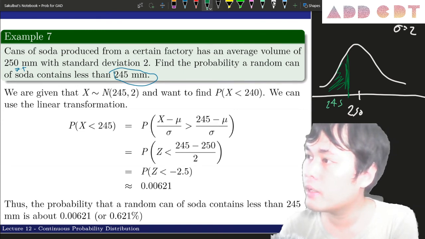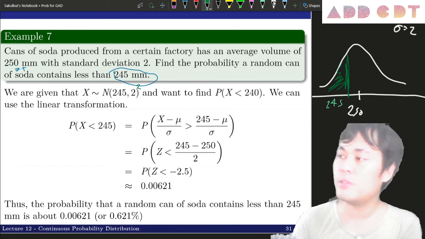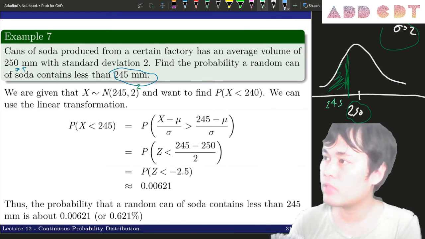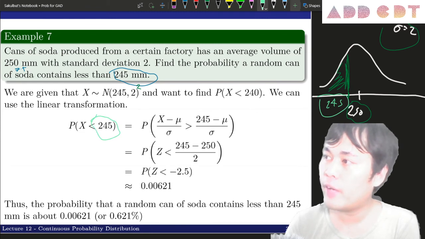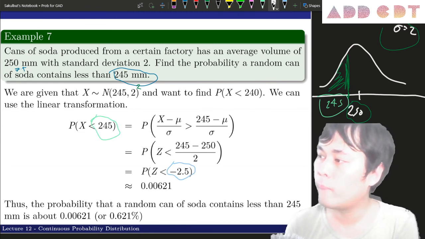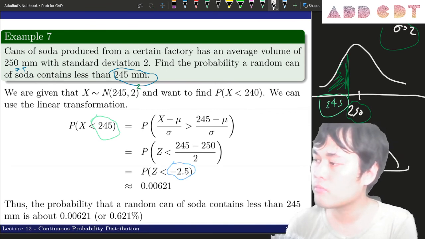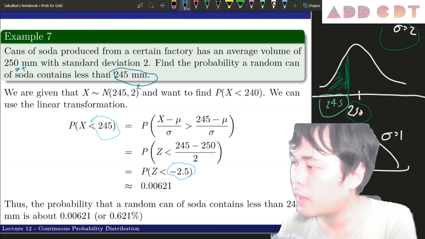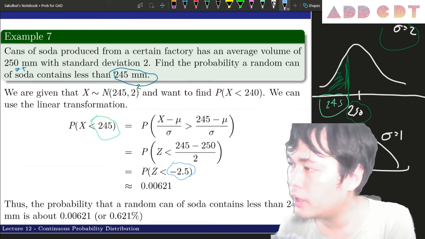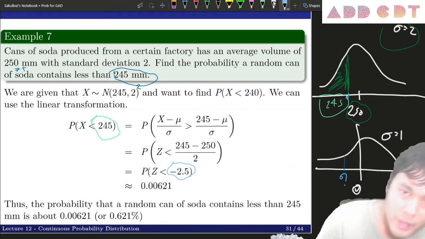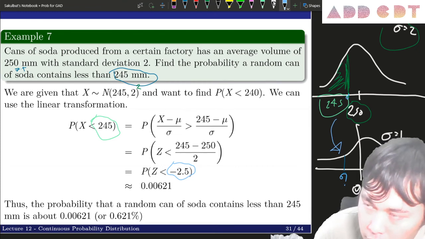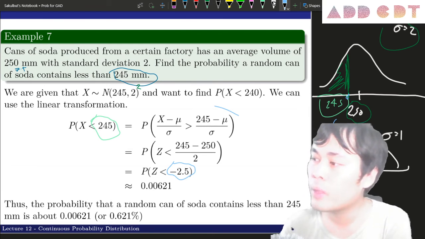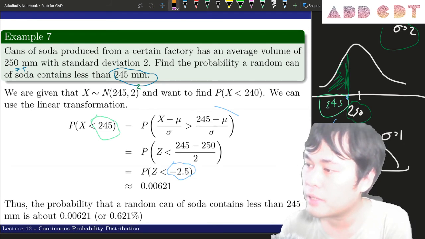So again, now we can use that number. We have the mu, we have the sigma, we have the value x. So now we transform that value x to a value of z. We transform that curve so that sigma is 1, the standard deviation is 1, and the center is 0. And you want to know where this point 245 gets mapped to the standard normal distribution. From this computation, just subtract, divide, we know that number is -2.5.